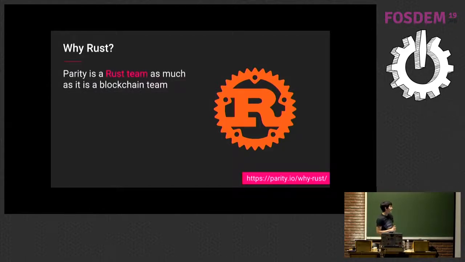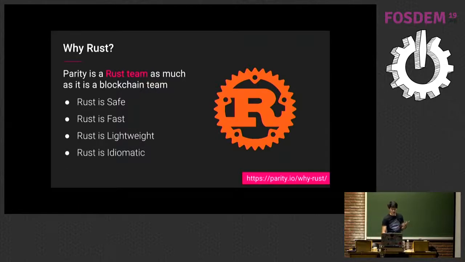Well, Parity really is a Rust team as much as it is a blockchain team. We really love the language, and we use it for a number of reasons. For example, it's safe. Rust ensures that programs are free from undefined behavior, data races, or any memory safety issues. Rust is really, really fast. It has zero runtime overhead, so it's really lightweight. It's easy to read, and once you get a hang of it, it can actually be really fun to write.